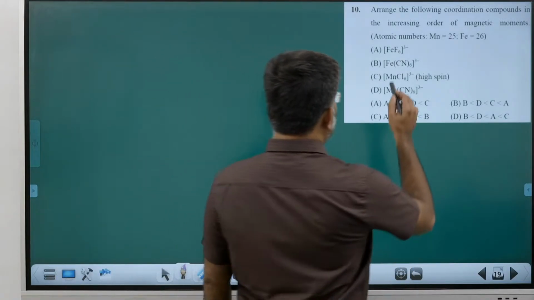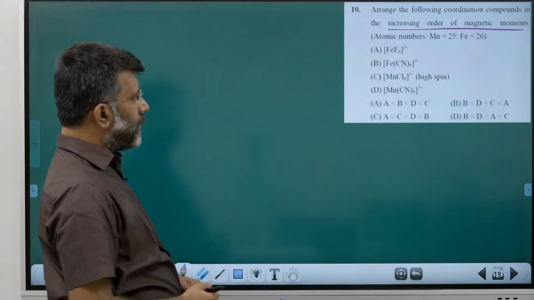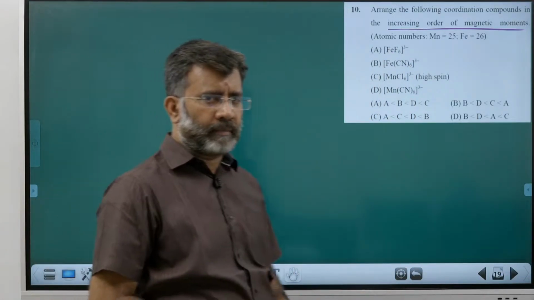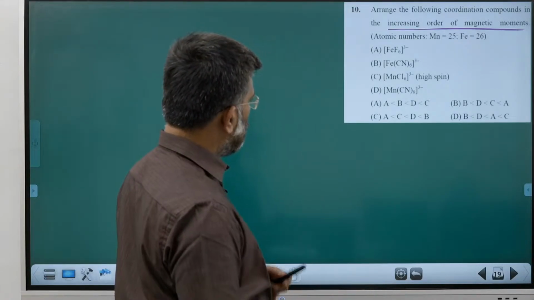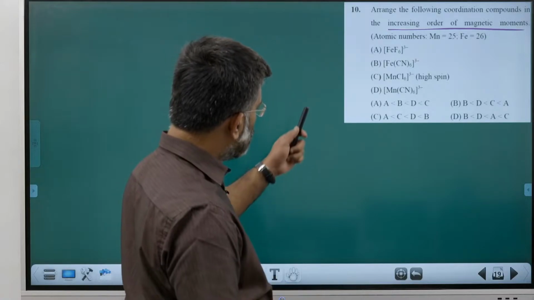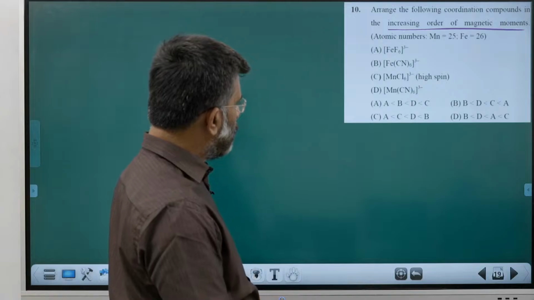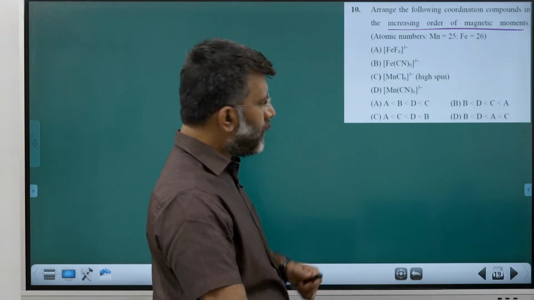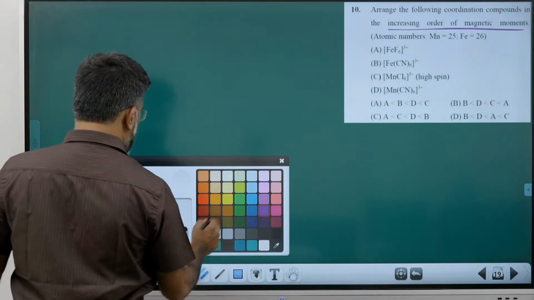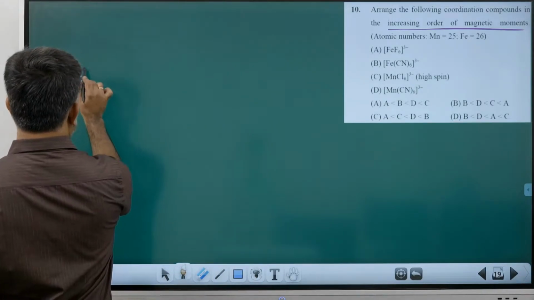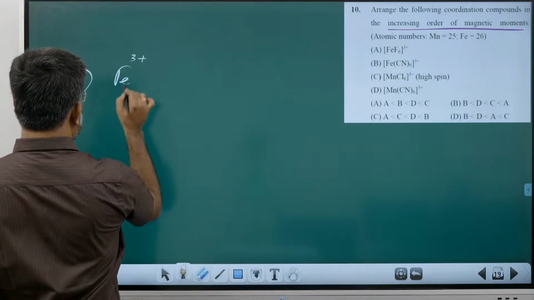we have to arrange in the increasing order of magnetic moment. Very well, we can understand option A has a weak field ligand, option B has a strong field ligand, option C has a weak field ligand, and option D has a strong field ligand. Now look at option A. In option A, we have iron in the +3 state.